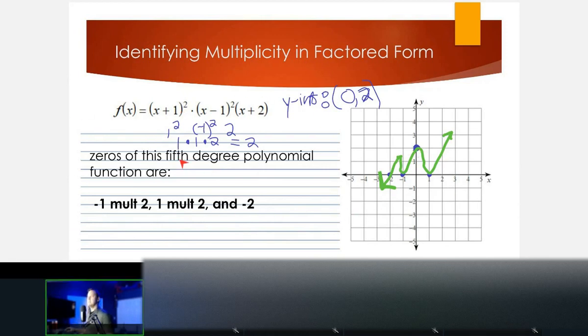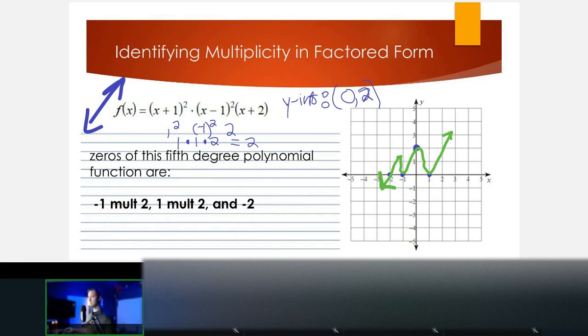This is a fifth degree, so one end goes up, one goes down, because your leading coefficient is positive. It's just the standard end behavior here looking like this, right? As x approaches negative infinity, y approaches negative infinity. As x approaches positive infinity, y approaches positive infinity. So nothing tricky about that one.